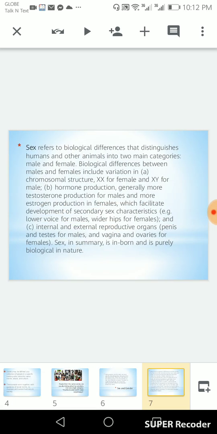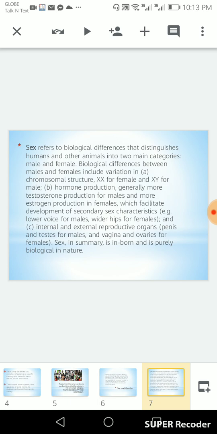So, sex refers to biological differences that distinguish humans and other animals into two main categories, male and female. So, ang sex, nag-refer siya sa male and female, and it is biological. Okay, so ibig sabihin in the body.